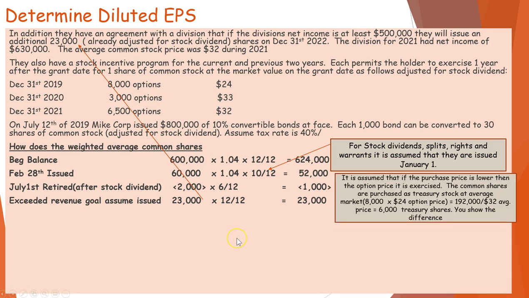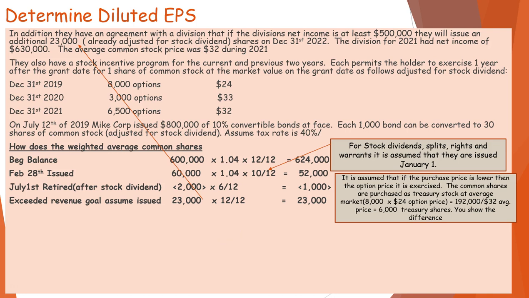Now, the next one is a little confusing, but I tried to walk you through it. It is assumed that if the market price is higher than the option price, the option will be exercised. So if we look at these three, the 3,000 options and the 6,500 options are not going to be exercised because the option price is equal to or greater than what they can buy it for on the open market. But the 8,000 options at $24 would be exercised.